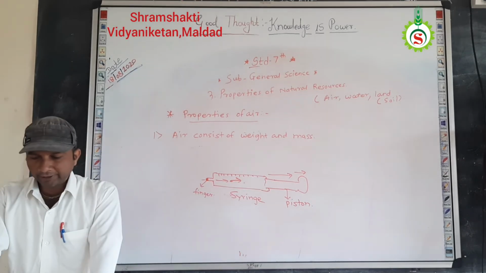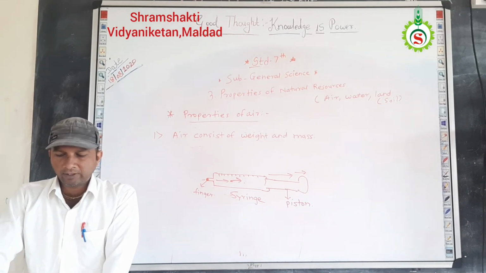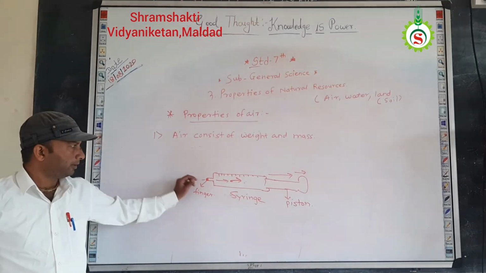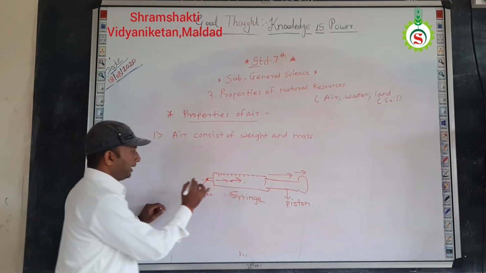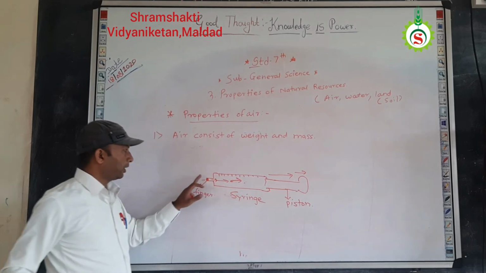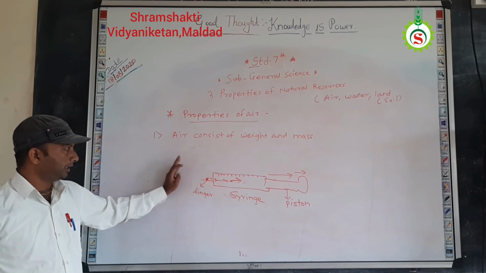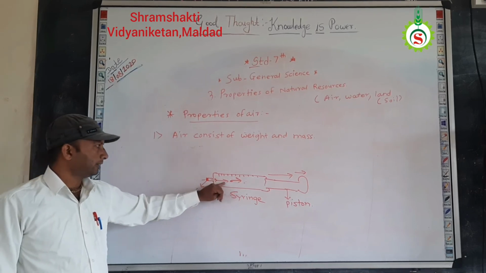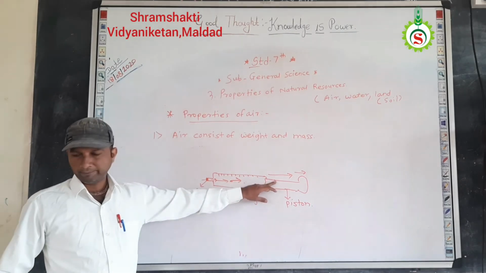So why is it so? Because the force required to pull out the piston is obviously less, because the outside air does not enter inside the syringe after you close the mouth. Therefore the air from outside will not go inside the syringe and you can more easily pull the piston.